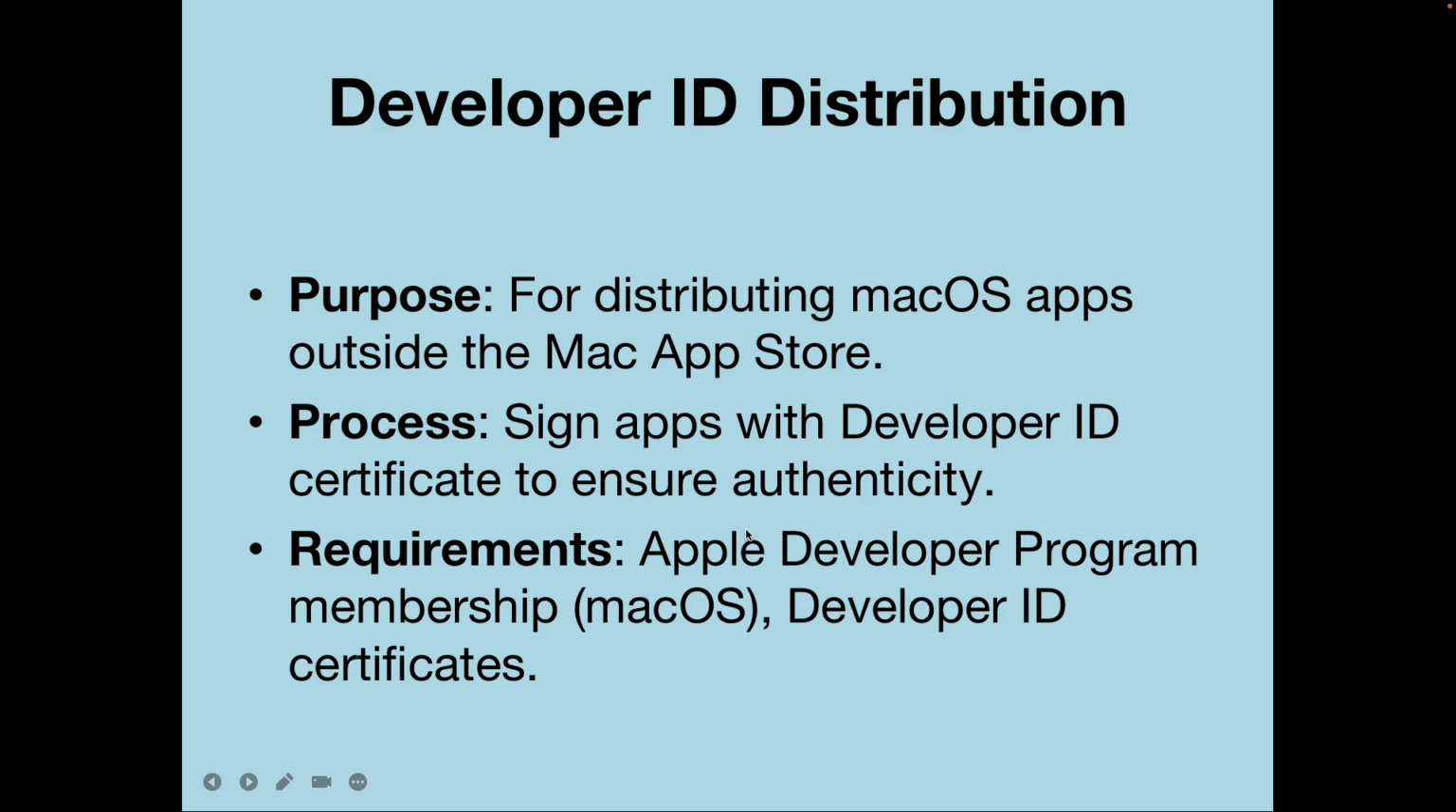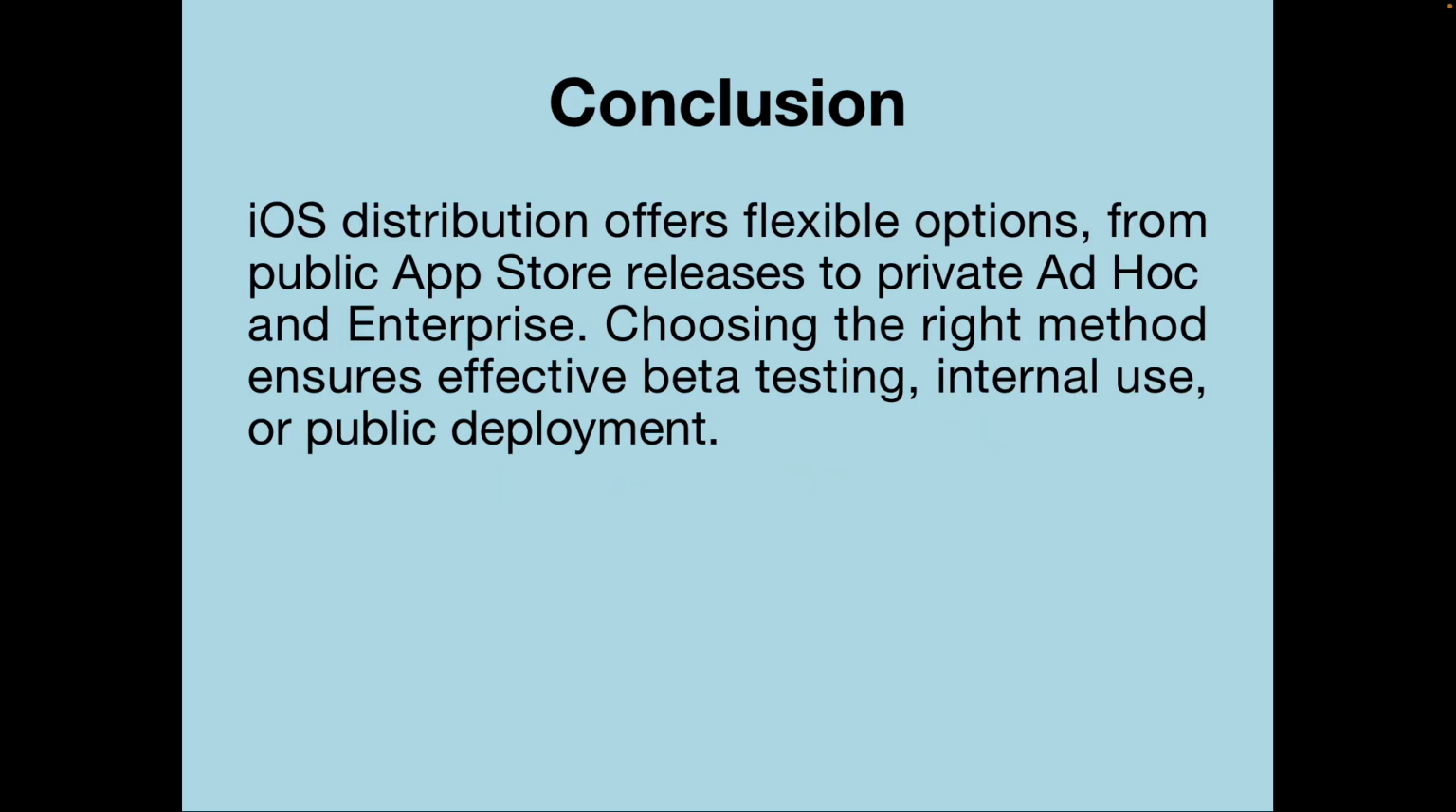It is still going through Apple's verification processes. So these are all the different app distribution methods in Apple. In conclusion, we can say iOS distribution offers several flexible methods to suit different needs, from public releases to private testing and internal distribution. By choosing appropriate methods, developers and organizations can ensure efficient app deployment.